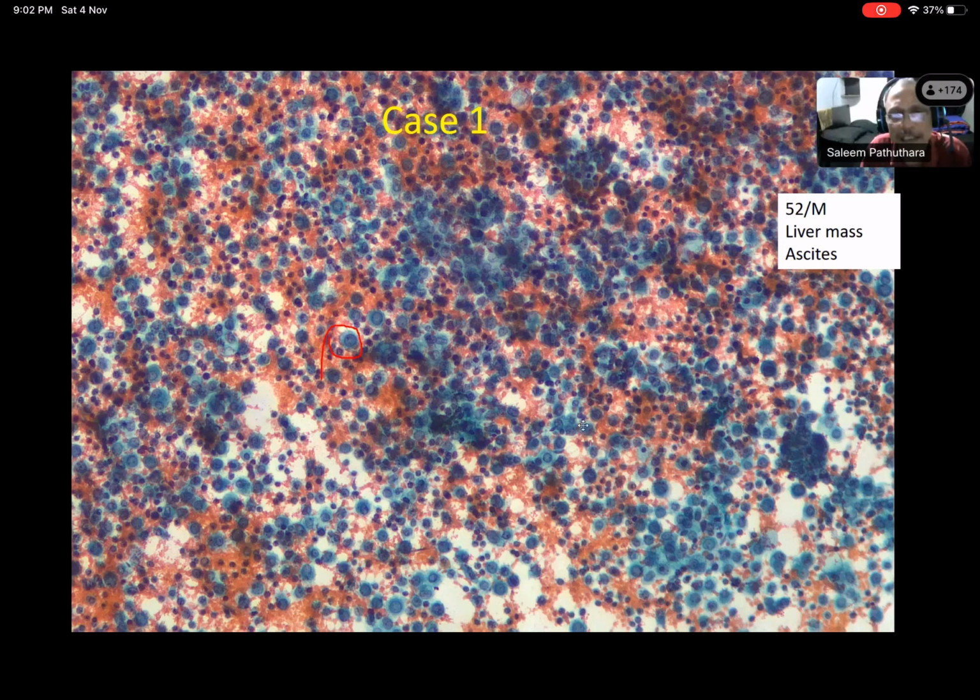Look carefully. Are you seeing any sheets? I can't see any sheets. These are single cells, and these are single cells, and these are single cells.